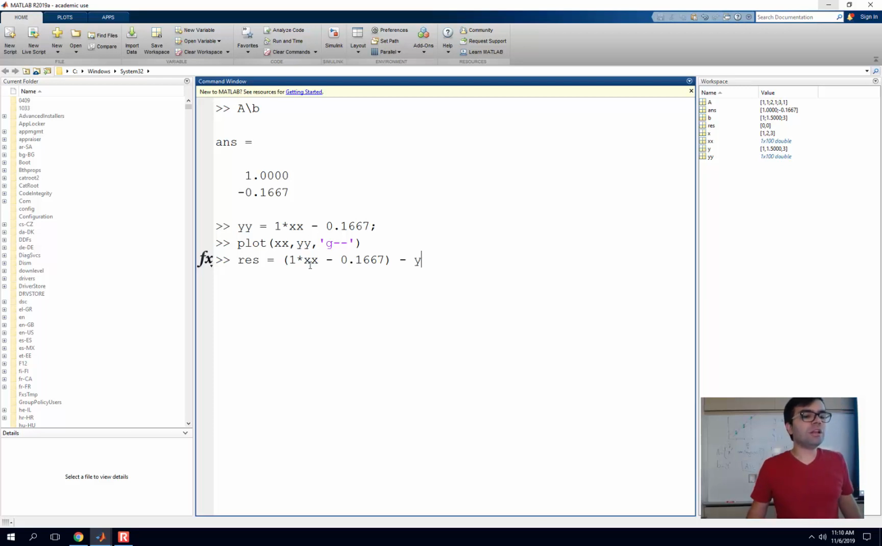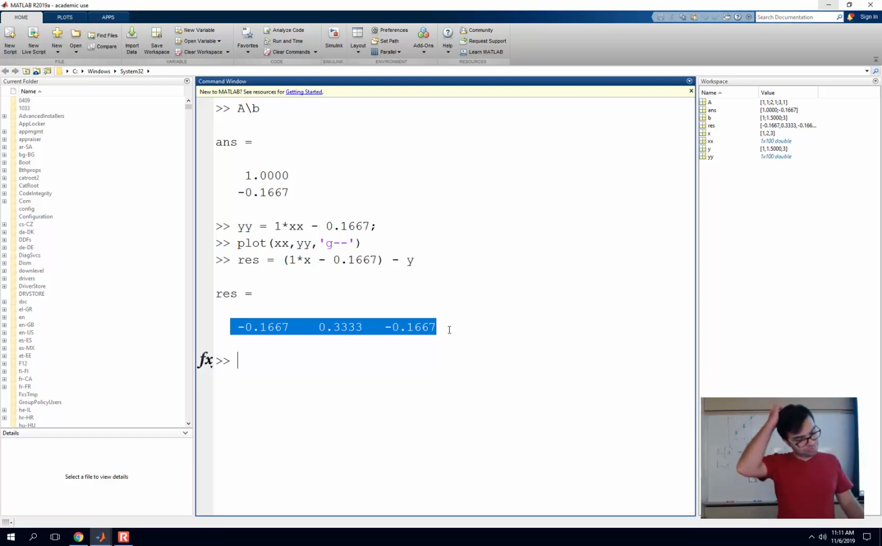Can someone tell me if this is okay or not? This is not okay, because x is 100 values. We want to evaluate our line at the same x values for which we have y. So the same x value is x. So my line minus what was given to me is basically this vector of residuals.